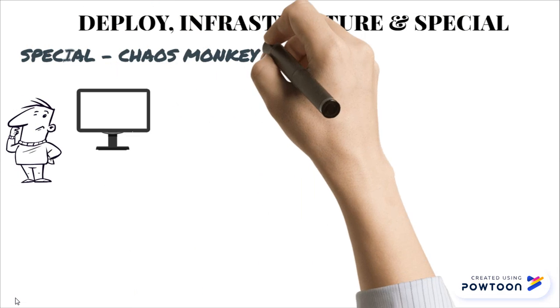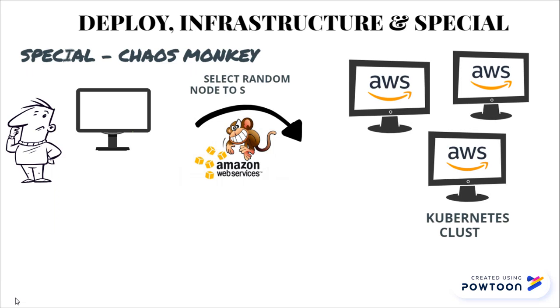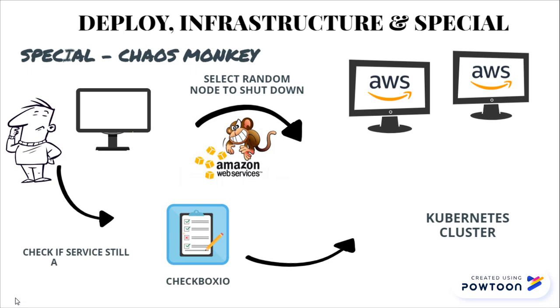So for the special component, we decided to implement a chaos monkey. The chaos monkey will randomly shut down any node on the Kubernetes cluster and check if the service is still accessible to the application, and it should be accessible.